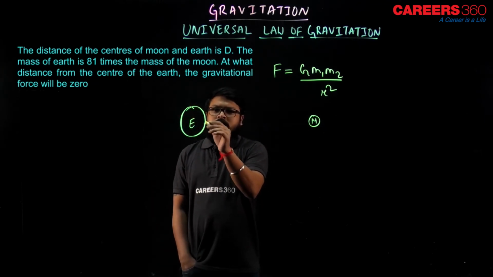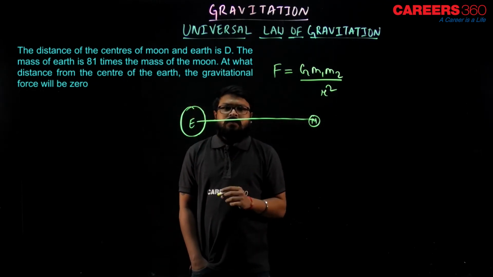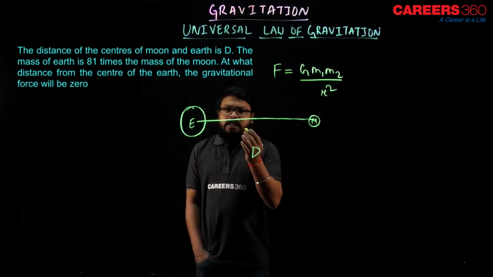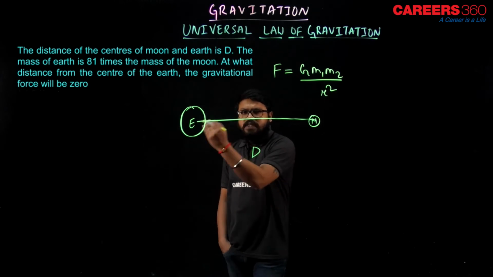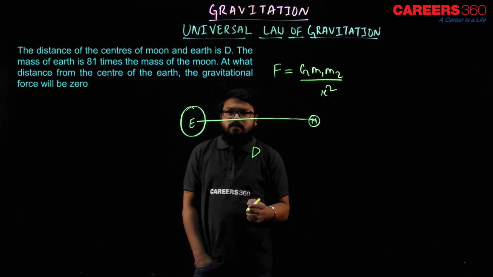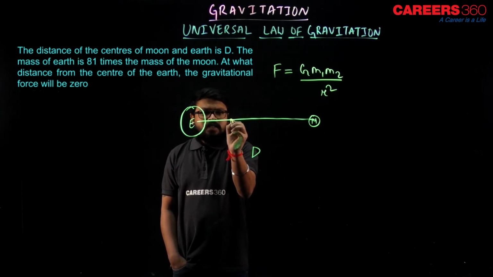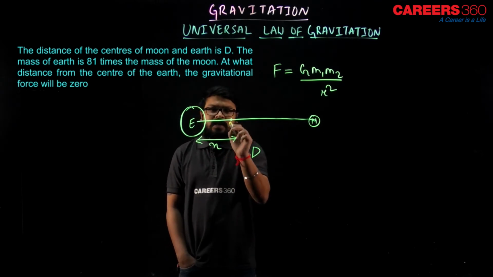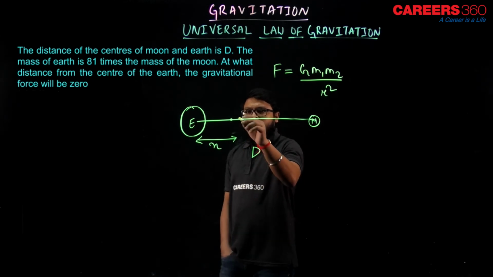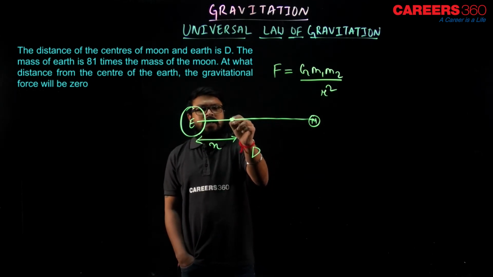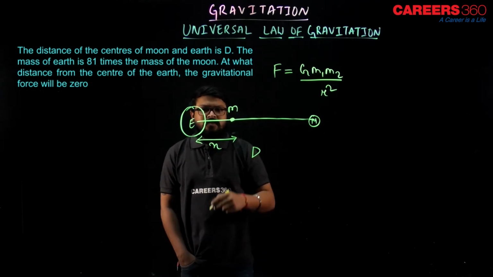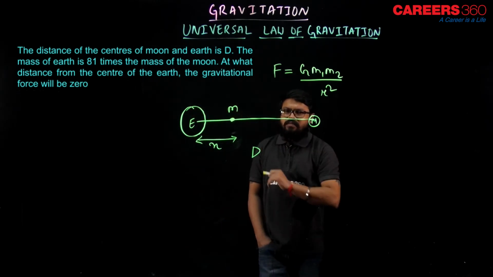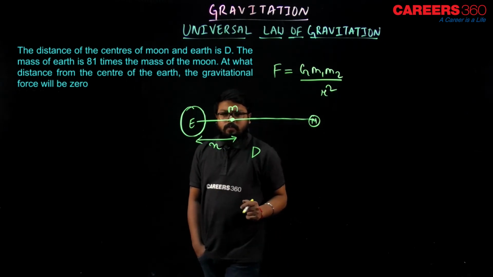Now this is the center to center distance and that distance is given as d. In the question they have asked, at what distance from the center of the Earth will the gravitational force be 0. So let us say this is the point, and that is at distance x from the center of the Earth. At this point, if I keep another body of mass small m, the force on it must be 0. Therefore, we can say the gravitational force will be 0 at that particular point.